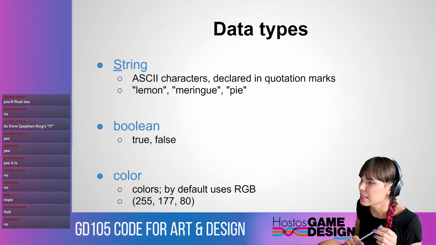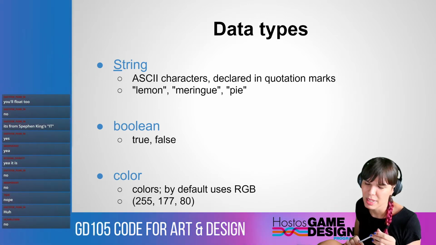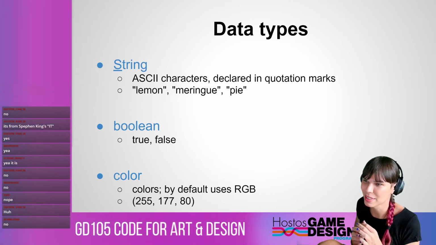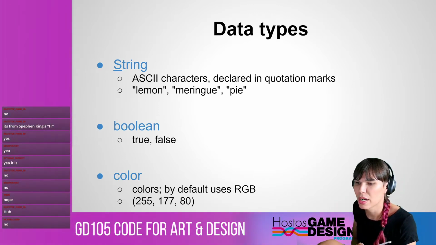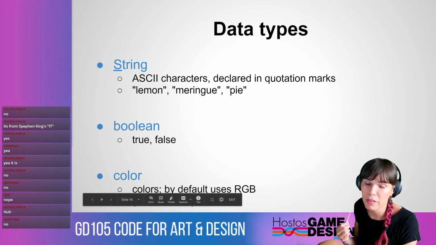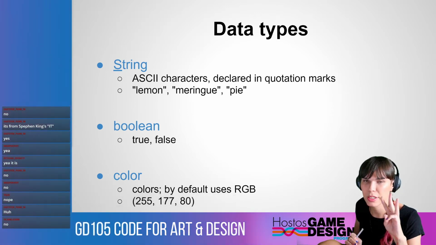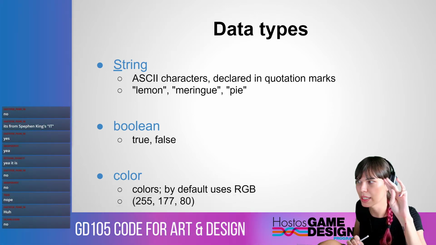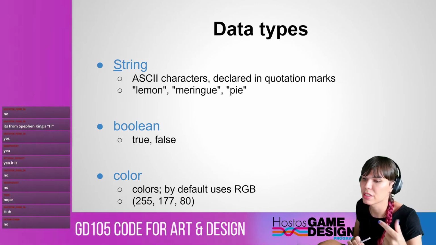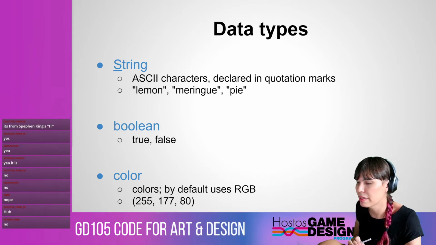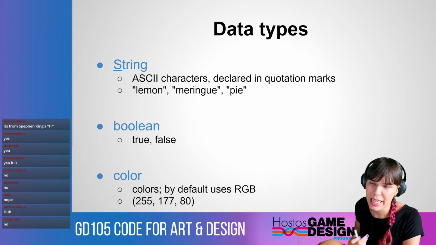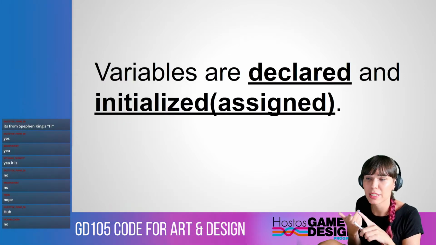So Boolean logic is simple. It's true or false. It can't be anything but true or false. So we can use colors. Color is the data type in processing. By default, processing uses RGB, so that's red, green, and blue. In this example, 255 is the red value, 177 is the green value, and 80 is the blue value.